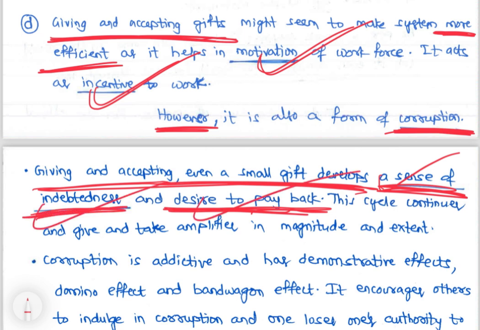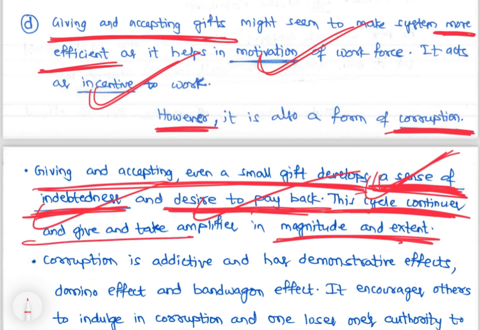So this cycle continues and give and take amplifies in magnitude and extent. My small gift है, पहले एक्सेप्ट कर लिया, ठीक है, वो साइकिल कंटिन्यू होती रहती है। अब एक स्मॉल गिफ्ट दिया, आप indebted to take decisions, indebted to pay back, right? So this creates a cycle, payback. ये बढ़ता जाएगा, फिर वो बड़ा गिफ्ट हो जाएंगे, फिर वो करप्शन ही है, right?